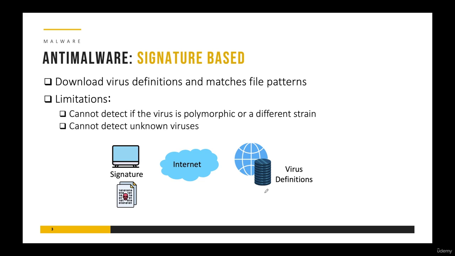The problem with signature-based anti-malware is that it completely fails when we are dealing with unknown viruses. These are viruses which are completely new in the market and don't have any signature files available. So they can very easily bypass signature-based anti-malware software.